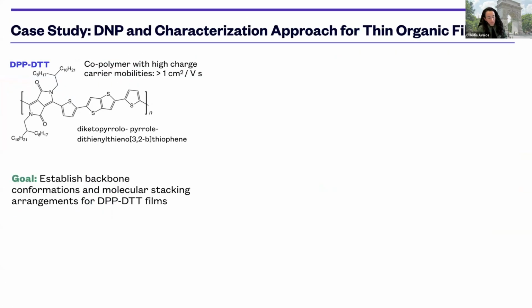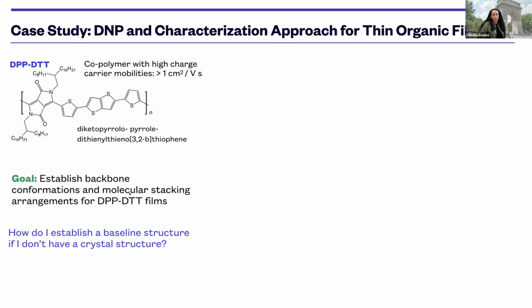So now we're going to do one more case study. Okay, I didn't realize this was going to take us as long. Let's look at a DNP and characterization approach for thin organic films. Let's say I have this DPP-DTT system, and I want to establish backbone conformations and molecular stacking arrangements for these films. How do I establish a baseline structure if I don't have a crystal structure?